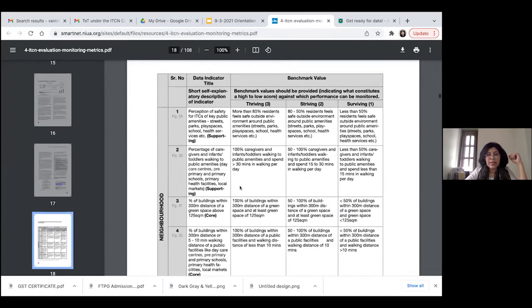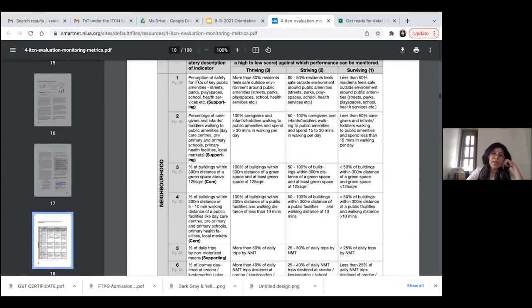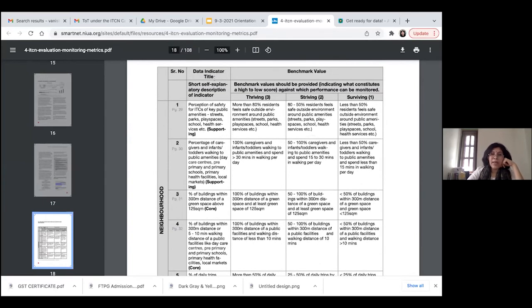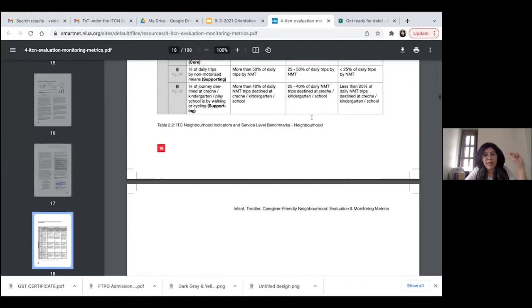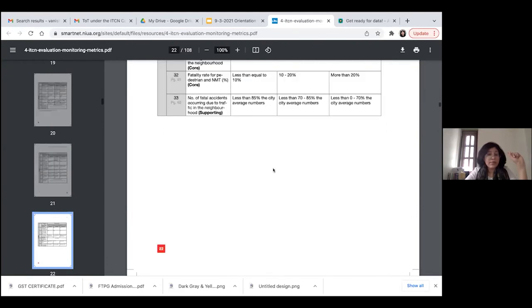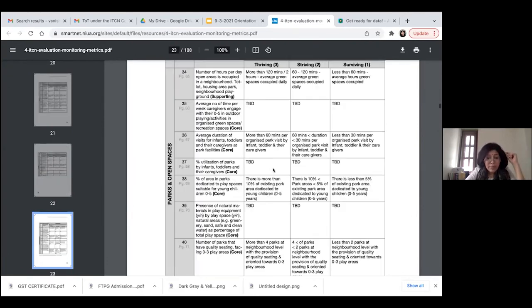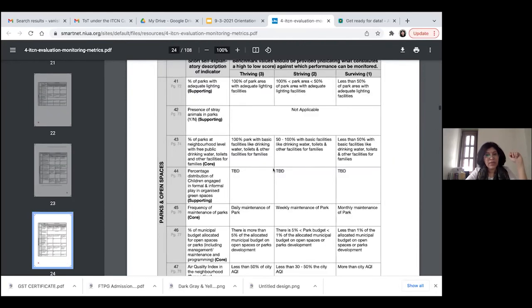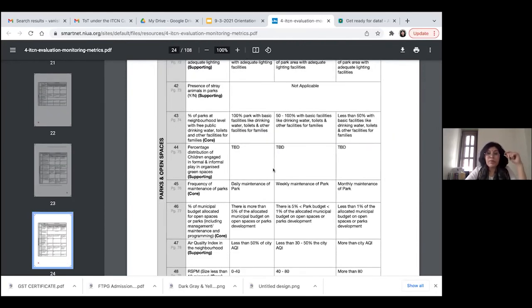So let's see, this is an indicator. So you see यहाँ पे आपको neighborhood यानी यहाँ पे आपका element लिखा हुआ है, यहाँ पे आपका indicator title है, and then फिर benchmark values हैं, thriving, striving, surviving. तो हर indicator के लिए वो thriving की value, striving की value और surviving की value आपको मिल जाएगी. Right, so you will have a lot of very interesting indicators, very important indicators that we should be paying attention to, that we are not yet thinking about, are all part of this metrics.